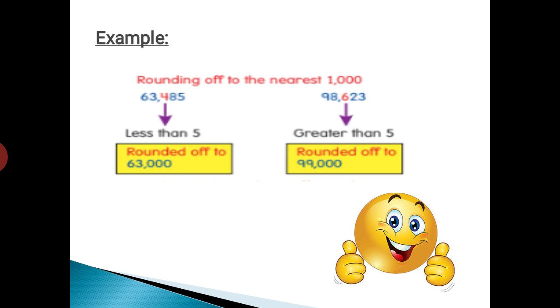So children, if it is less than 5, we just make the ones, tens and hundreds 0, and the thousands and 10,000s place will remain the same. But on the other hand, if the digit at the hundreds place is greater than or equal to 5, we add 1 to the thousands place. Like here, 6 is greater than 5, so we have added 1 in the thousands place. So instead of 8 we have written 9 here, and all the digits, like ones, tens and hundreds, we make 0.